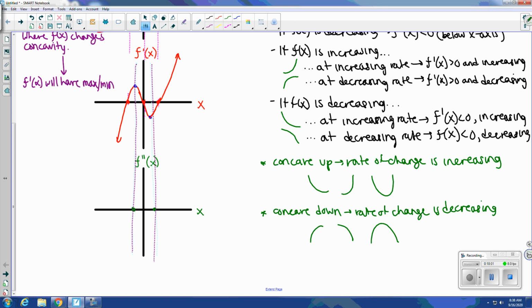Now let's look in the leftmost region. F prime of x is increasing, and that's concave down, so it's at a decreasing rate, which means that f double prime should be positive because f prime is increasing, and f double prime itself should be decreasing since it's concave down. So it's going to be something like that.